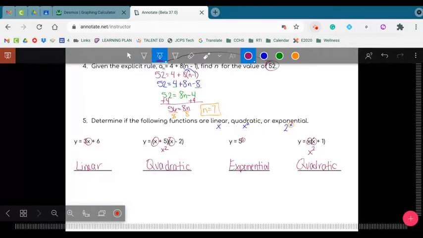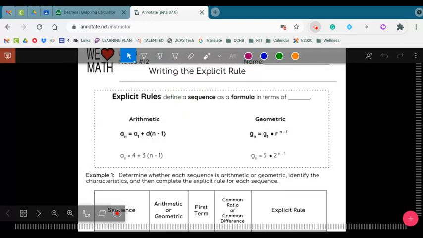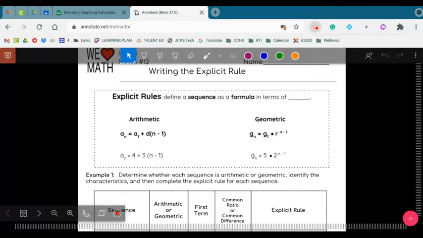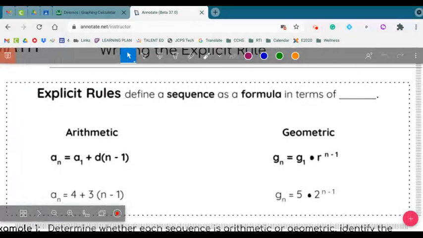Okay, now we're going to get started with our notes. Today we're going to be writing the explicit rule. Yesterday we talked about writing the sequence from the rule. Today we're going to actually write the rule. So again, explicit rules define a sequence as a formula in terms of n.